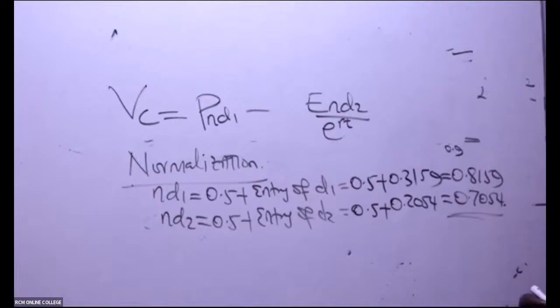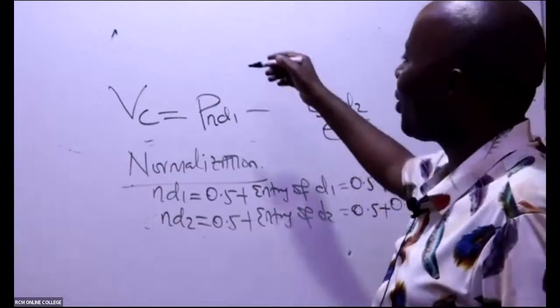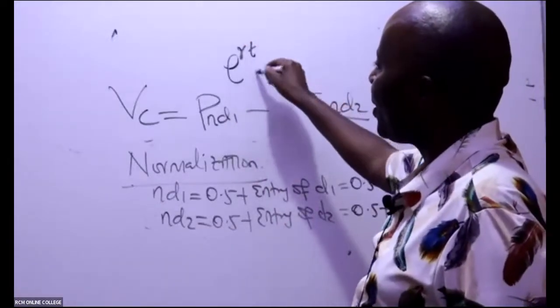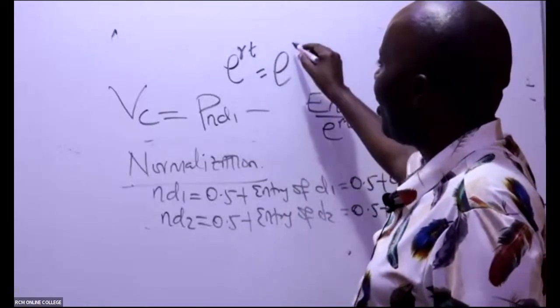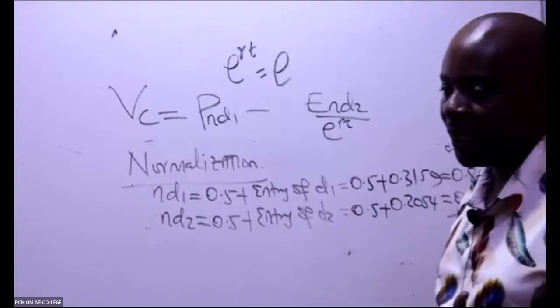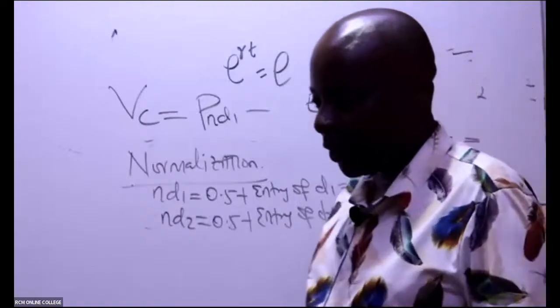So the first thing you'll do is to come and give us e raised to rt. So this will be e raised to our r. Do you remember our r? Our r is the risk-free rate. Is there somebody who is able to remind us what this r is?